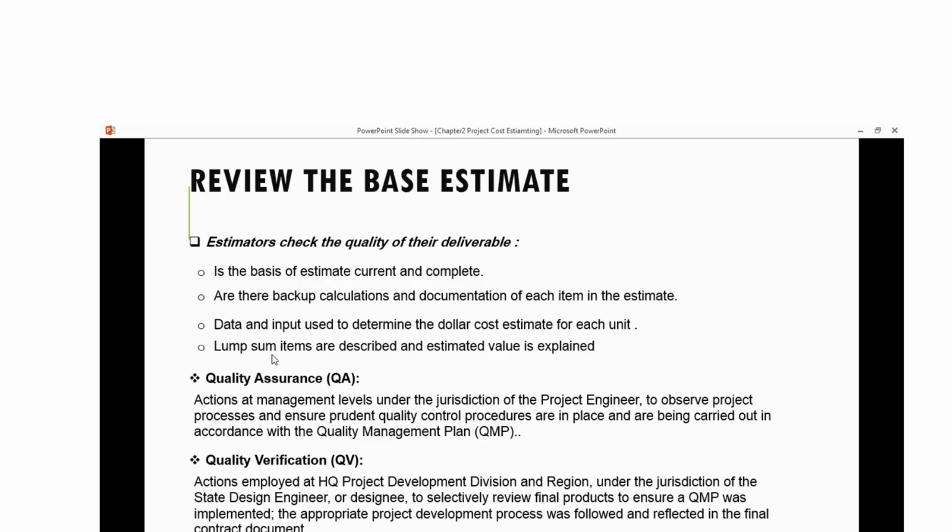Lump sum items are described and estimated values being explained. Those are if you have a fixed price contract, so already you have a fixed price amount being set. Quality assurance, whom they are going to make sure that you are applying the rules and the policy procedures for documentations, for using the templates that has been stated.